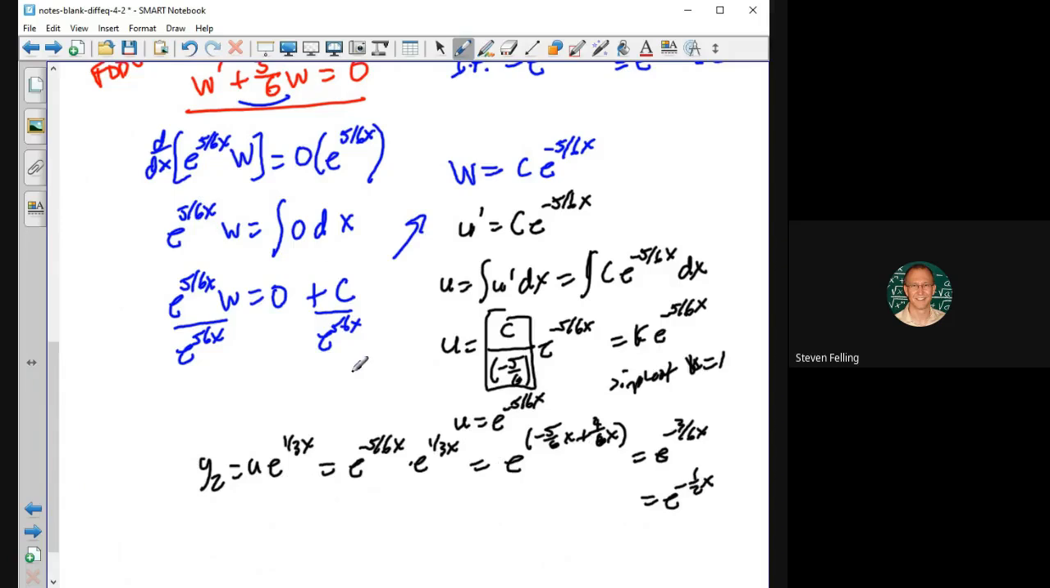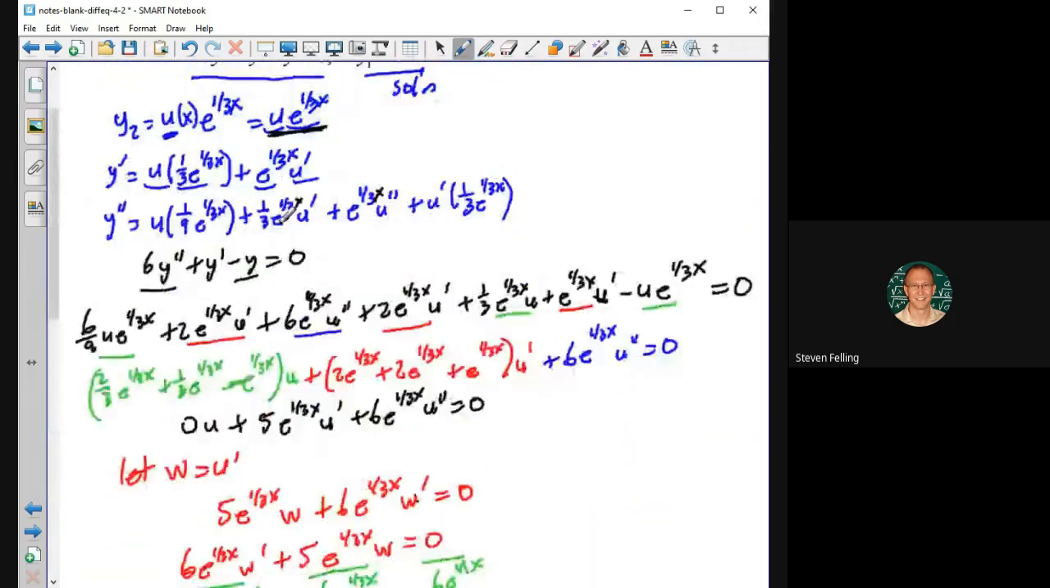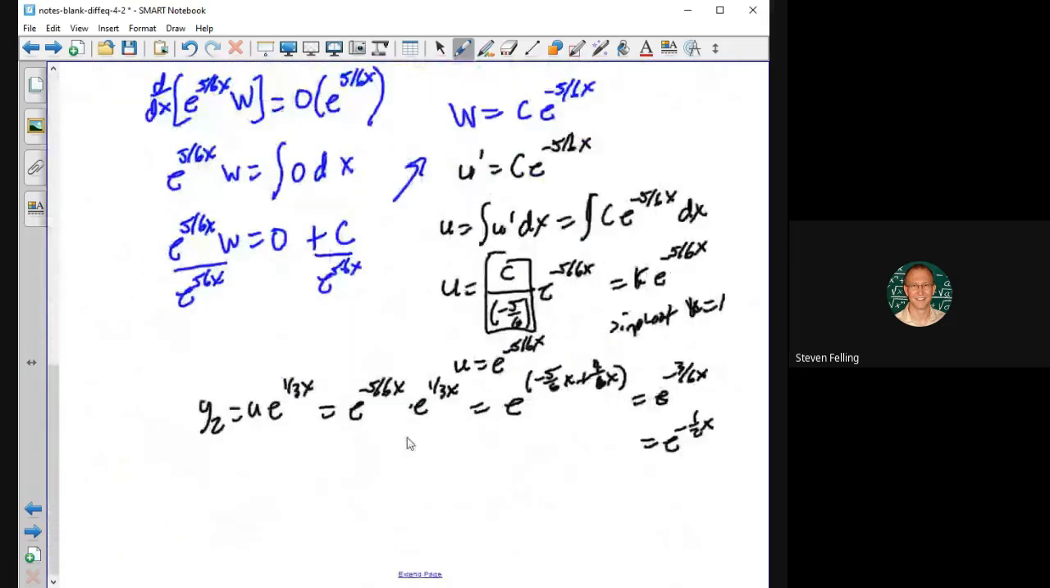So that means that this differential equation up here has two solutions, right? One solution is e to the 1/3 x, and the other solution that we obtain from this solution is e to the negative 1/2 x. Both of these equations are solutions to the original differential equation.